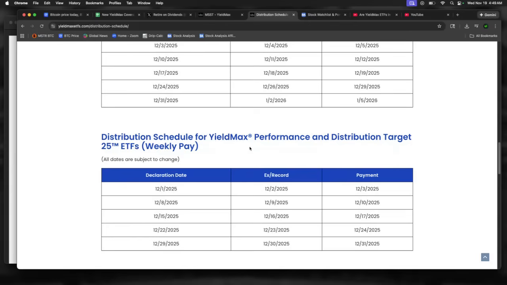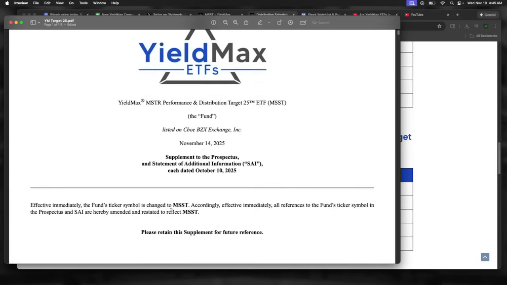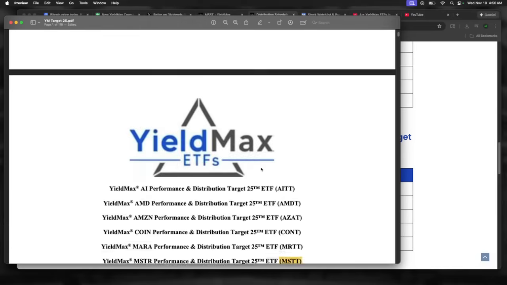All right. So I did download the prospectus. This is from the MSST version part of the website. And it looks like they changed the name, I think it was MSTT, and they changed it to MSST. I don't know, but who cares, honestly.